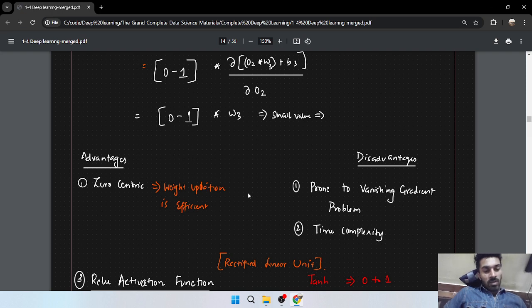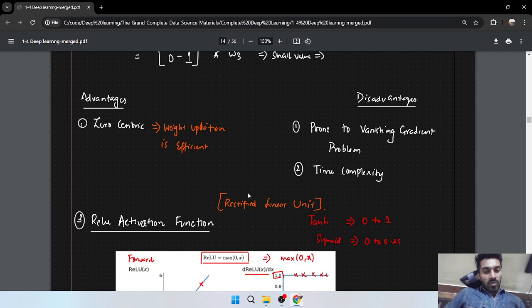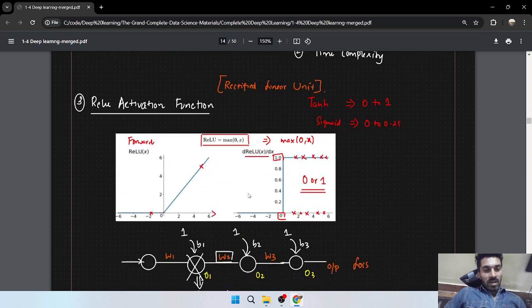and the second most important disadvantage is time complexity. Now you have to calculate e raised to the power of x and e raised to the power of minus x also. So it will take a huge time to calculate. So it will have this problem still.